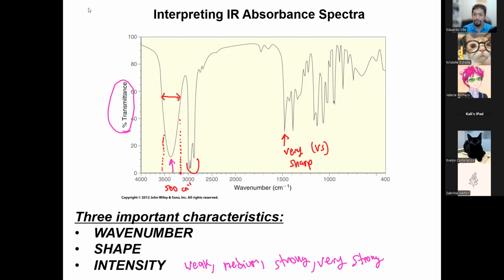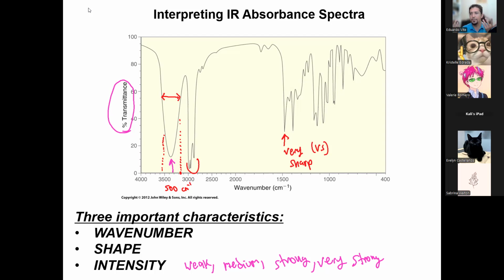Right? Strong peak. If you say very strong, it's also very strong, right? I mean, look at the percent transmittance. Only 10% of the measured IR radiation is being transmitted through the compound. That means 90% is being absorbed. That's a very strong absorption, right?